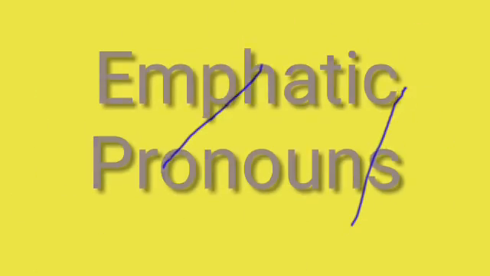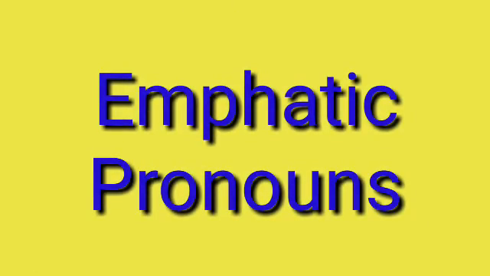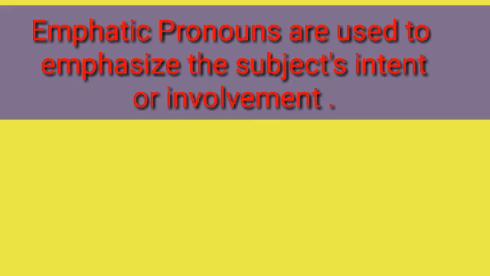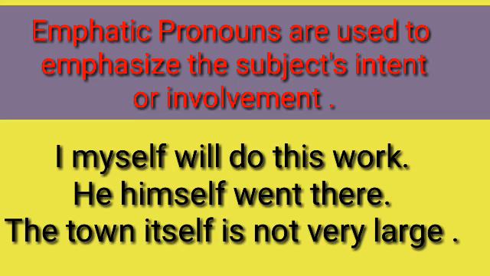Now we will see the next kind. Next is emphatic pronouns. Emphatic pronouns are used to emphasize the subject's intent and involvement. That means emphatic pronouns show the involvement of the subject. Hence, they are called emphatic pronouns. For example, I myself will do this work.